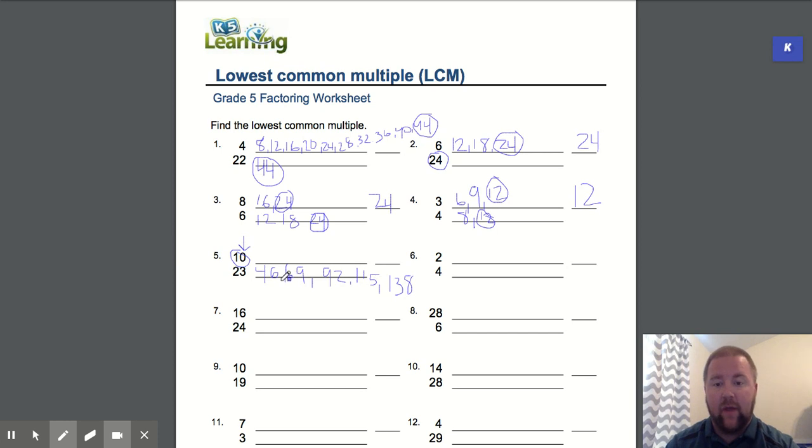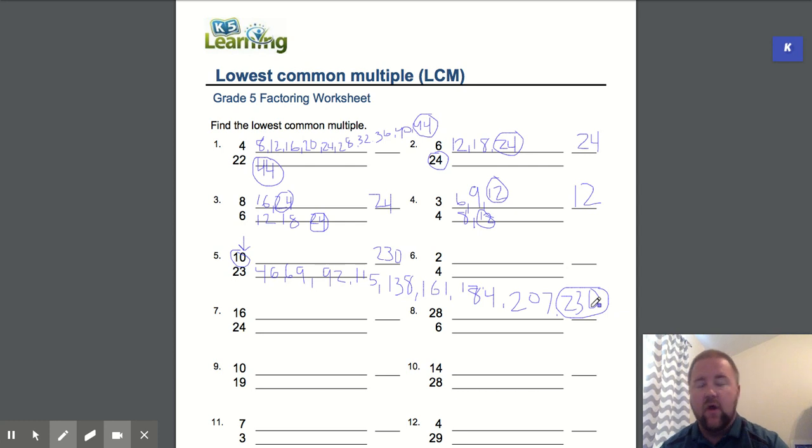And then when you keep going all the way through, you're going to say 161, 184, 207, and 230. And since that ends in a 0, you're knowing that 230 is going to be your least common multiple because it's the first one that ends in a 0, which means it is absolutely also going to be a multiple of 10.